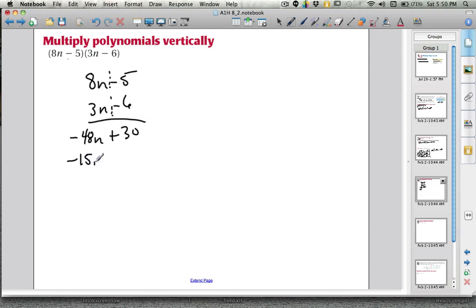And of course, just like you would have kept vertical alignment between ones and tens and hundreds, I'm doing that with the different terms. So I've got like terms in vertical columns. Lastly, I'll have 3n times 8n. That's going to be 24n squared. And then I add everything together. So here's 24n squared. I have negative 48 and negative 15. That's going to be negative 63n plus 30.